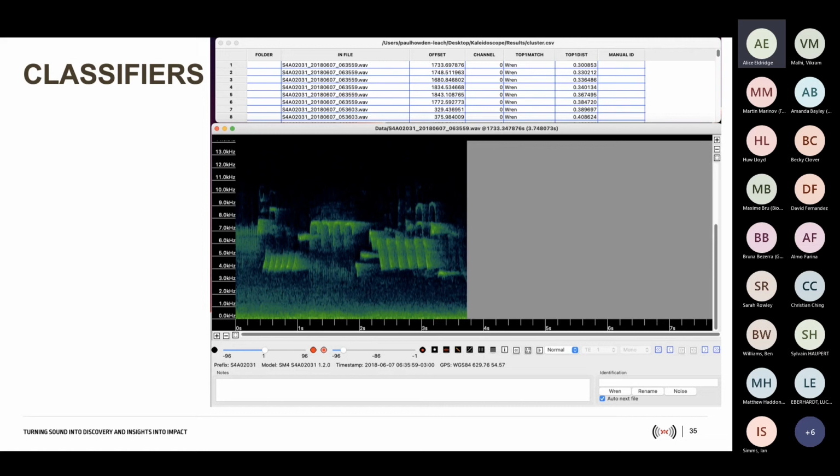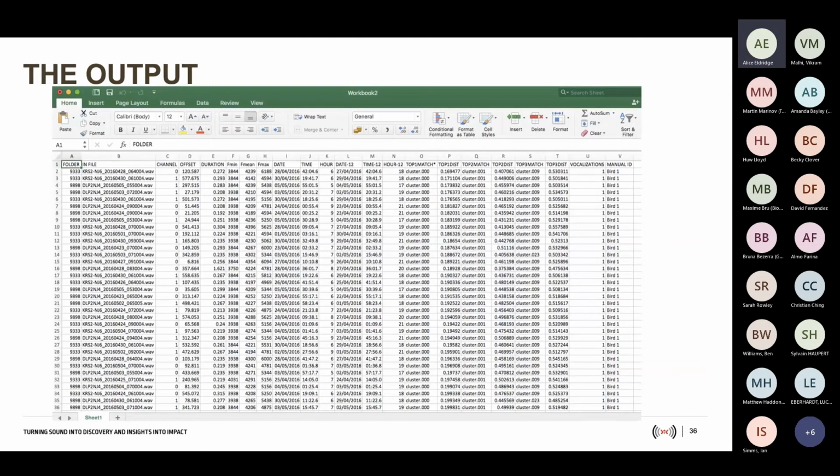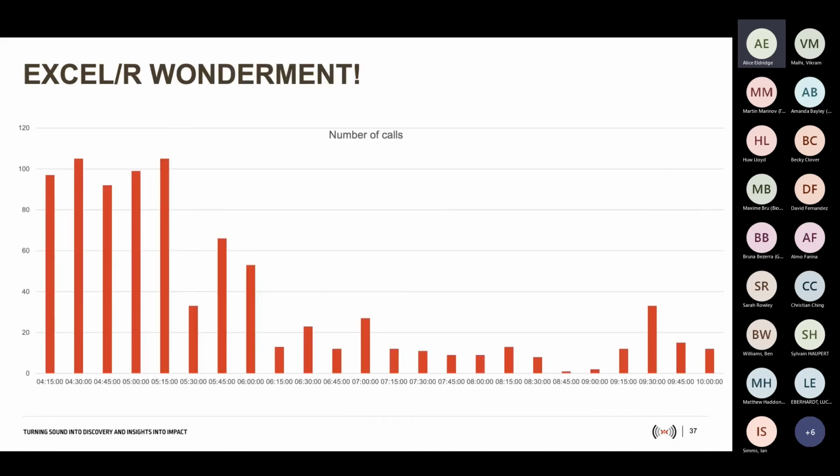And this is my example here. Instead of it saying clustering, it's put in what species it is. And this is a wren. So it's got that one right. The output is a CSV file, and the output tends to have the name of your file, the time and the date in a 24-hour and 12-hour clock. These lines go on forever and ever, and then you get a manual ID. So it basically means you can do your Excel or R wonderment, whatever you fancy.